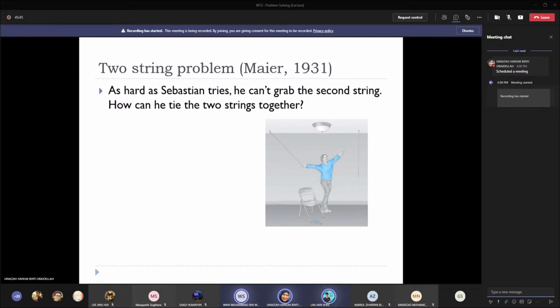Use the chair as an in-between? Use the chair as the... again? As an in-between. In between, like how? Like tie the chair to himself, or tie the strings to the chair.